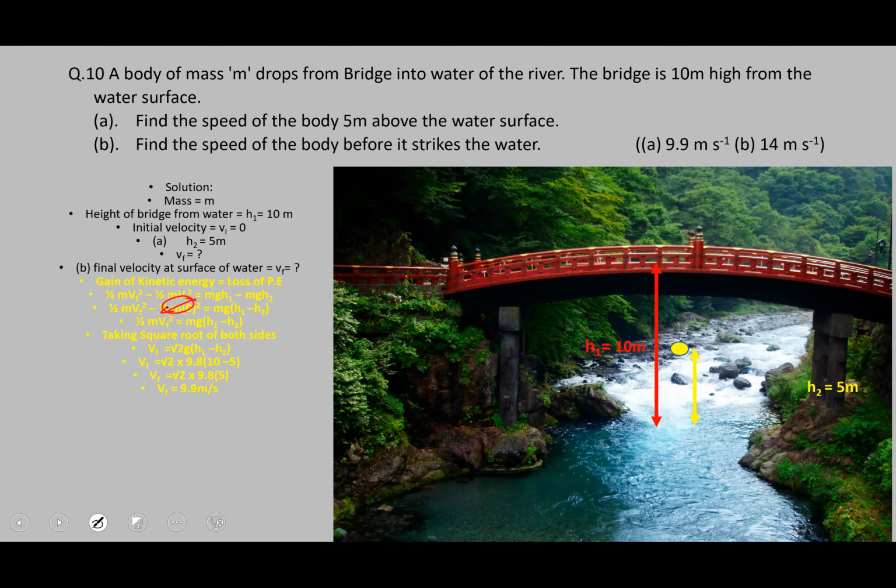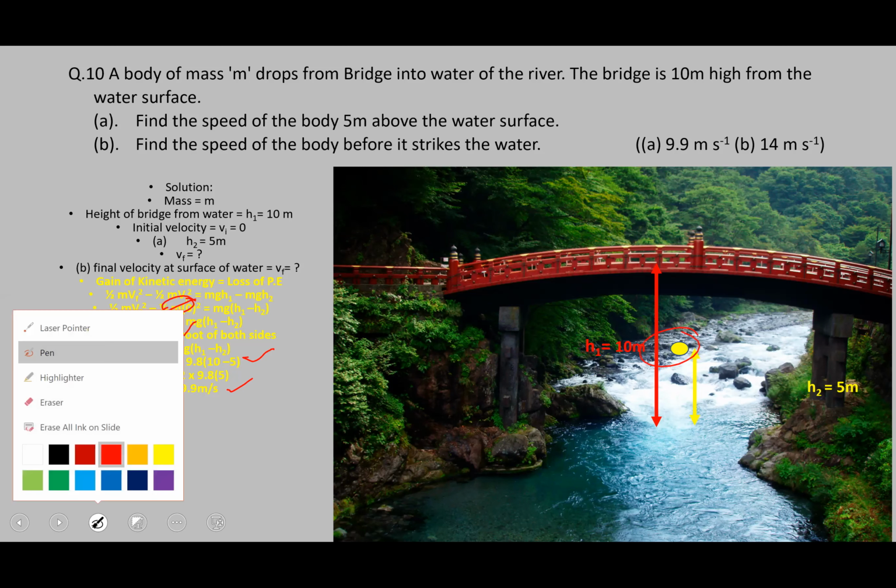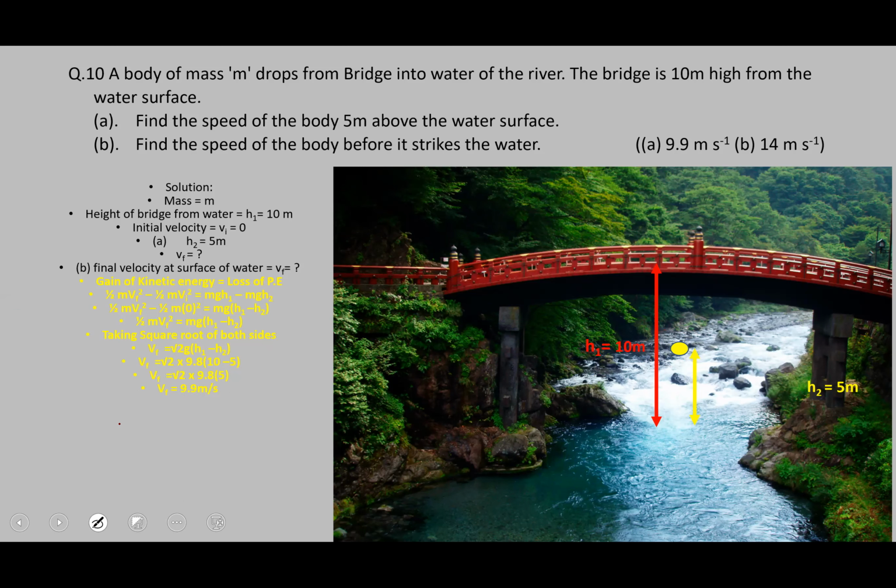h1 minus h2. Taking the square root of both sides, m cancels out, 2 is taken to the other side, and vf is equal to the square root of 2g into h1 minus h2. So vf is equal to the square root of 2 into 9.8 into 10 minus 5, which is the square root of 2 into 9.8 into 5. We get the final velocity equal to 9.9 meters per second. So the velocity at this point will be equal to 9.9 meters per second.